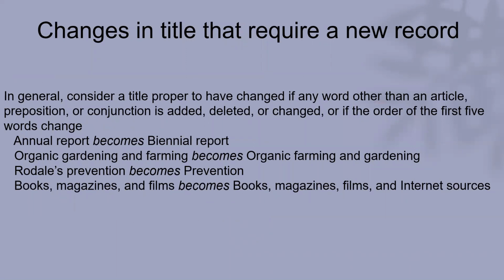Okay, so changes in a title that require a new record. Since serials tend to go through changes over the years, the cataloger must determine whether or not the change is a major change or a minor change. It's important not to confuse the terms major and minor with important and trivial. Many minor changes are also important in identifying a serial. They simply do not require a new record. If the corporate body changes, MARC tags 110 or 130, a new record will be required.